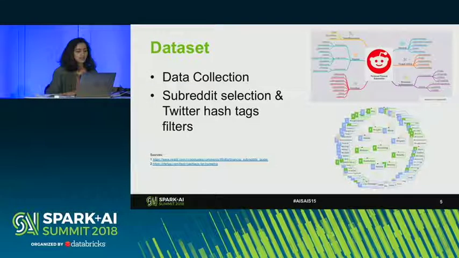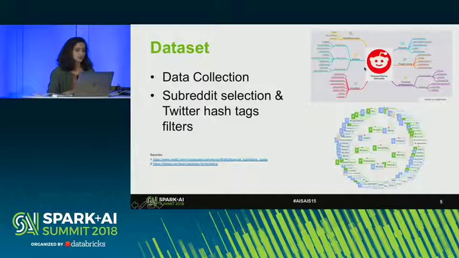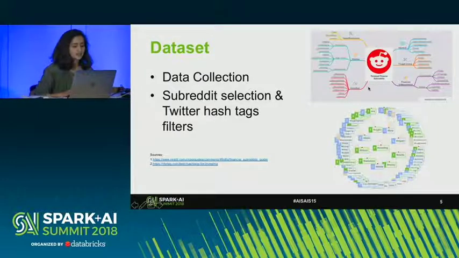For data, we have two kinds of data. One of them is price data and the other is textual data. So for text data, we refer to two sources. One is Reddit and one is Twitter. So on the right side, we see a diagram where, I'll just get a pointer.